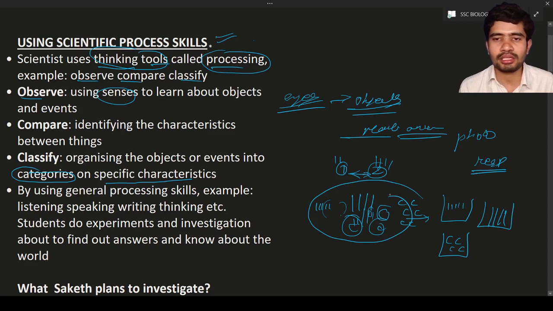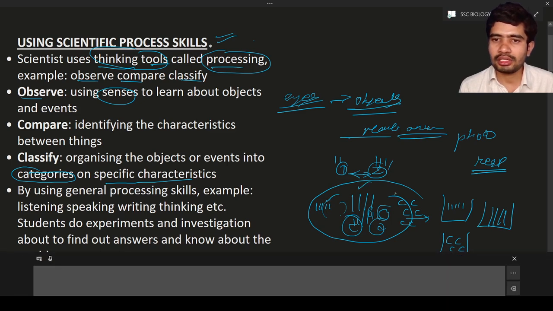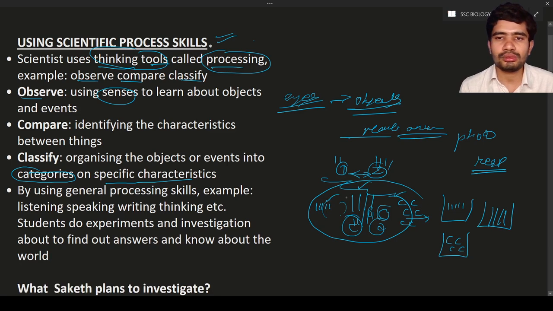This is known as classifying. Classifying means grouping the organisms or objects according to their characteristics. What are the characteristics over here? Short is one characteristic, long is another characteristic, and colored ones are another characteristic. Based upon this they classify.